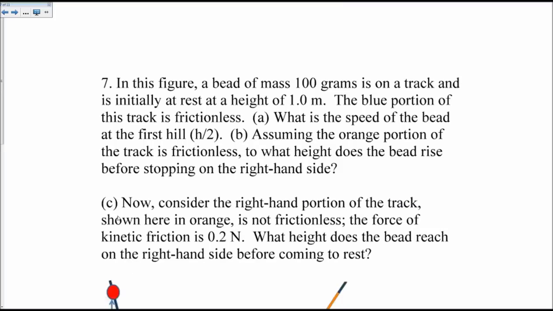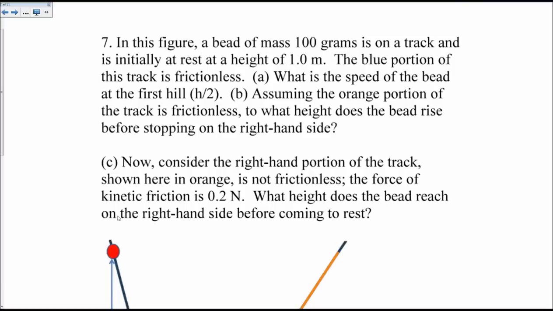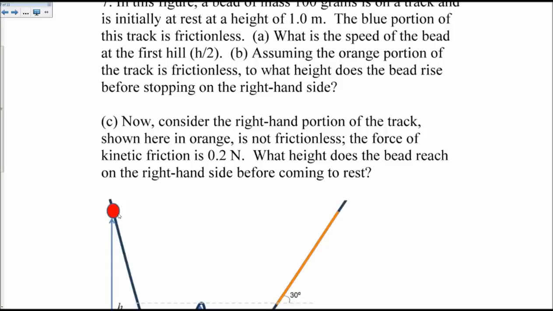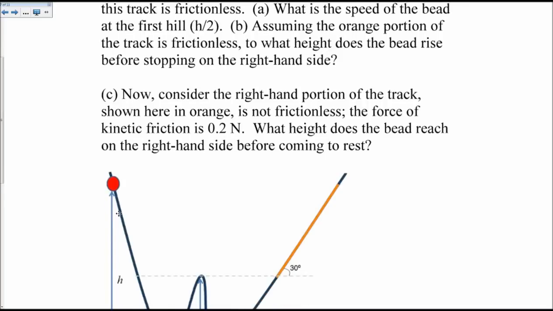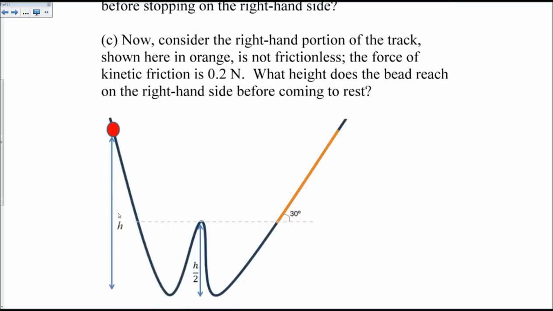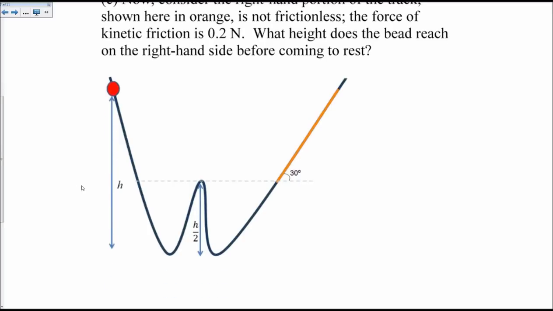In this figure, a bead of mass of 100 grams on a track and initially at rest at a height of 1 meter. The blue portion of the track is frictionless. What is the speed of the bead at the first hill, h2? And then assuming the orange portion of the track is frictionless, to what height does the bead rise before stopping on the right-hand side? And then we're going to consider the right-hand portion of the track to be not frictionless, but to have a frictional force of 0.2 newtons. What height does the bead reach on the right-hand side before coming to rest? All right.